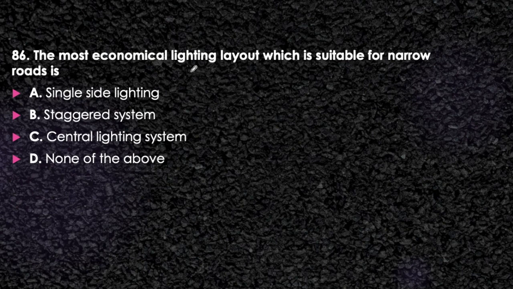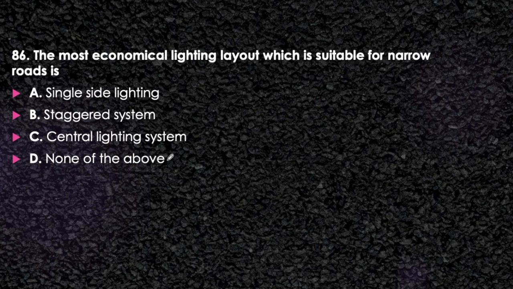The most economic lighting layout which is suitable for the narrow road is: single side lighting, staggered system, central lighting system, or none of the above. Think about it. Lighting system. In the single side system of lighting, we have lighting at a single side only, not on both sides. In the staggered system, we have alternate lights on each side. In the central lighting system, we have lighting on the center island, or the answer will be none of the above. There is some other option.